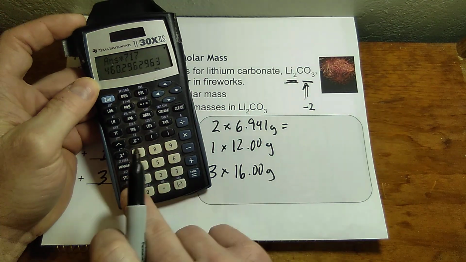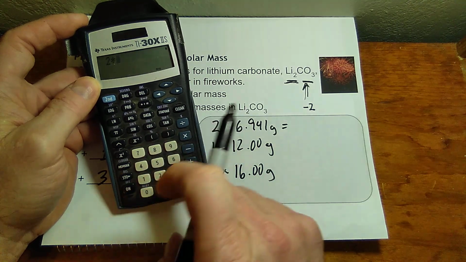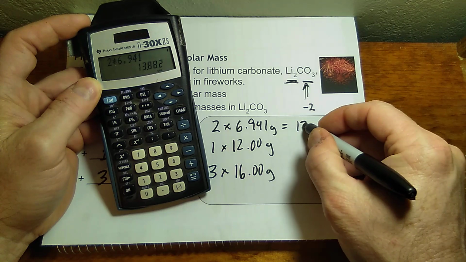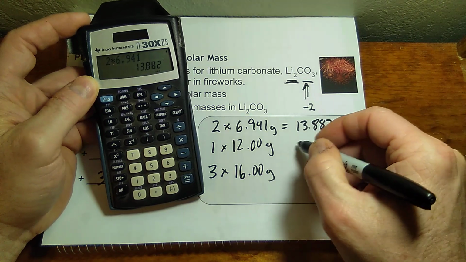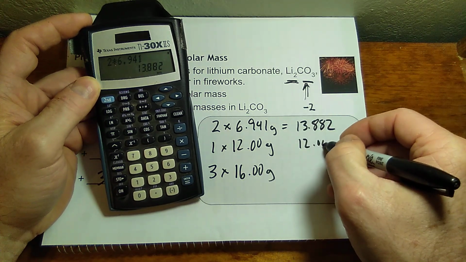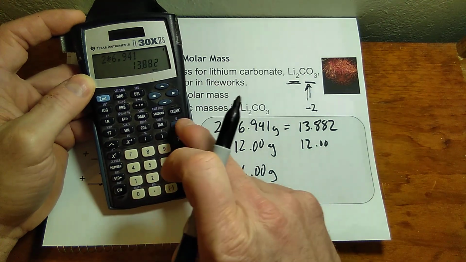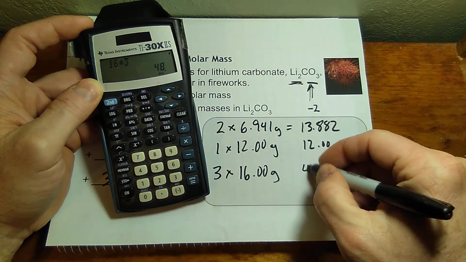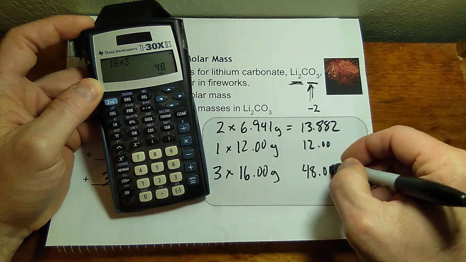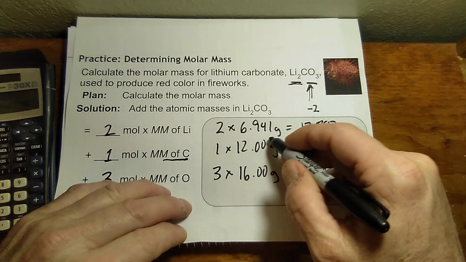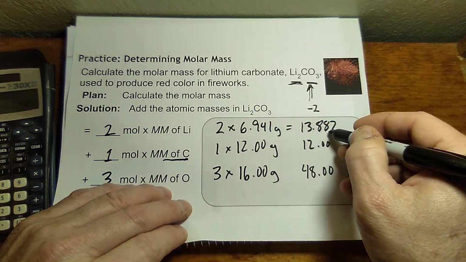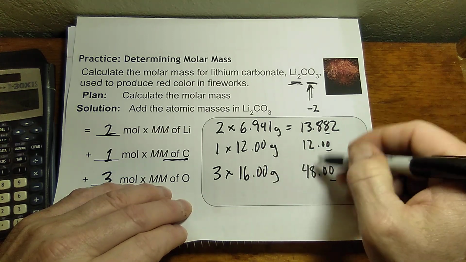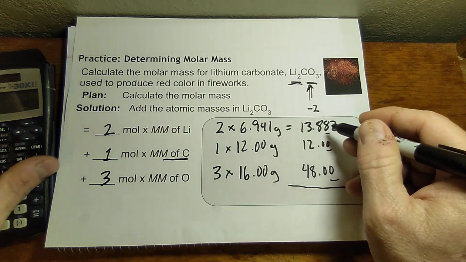So we can take our 2 times the 6.941, and we would get 13.882. 12 times 1 is just 12, and then 16 times 3, we can say that's 48. And again, with your sig figs, we would keep as many as we can. We multiply; these are just whole numbers. So we'd say, well, we have 4 here, we have 4 here, we have 4 here. We can add all that up.